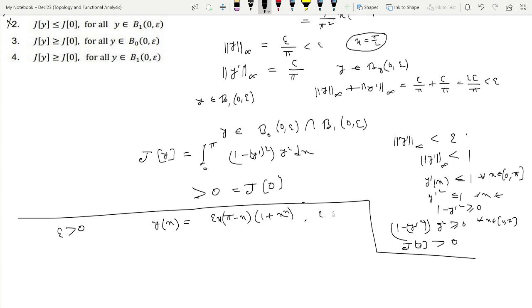If this epsilon is less than 1, and we take simply in the place of epsilon just 1, so x into (pi minus x) (1 plus x) to the power n if our epsilon is greater than or equal to 1. So for simplicity we consider this part, epsilon less than 1, and in exactly a similar manner the case epsilon greater than 1 we can show for this case.